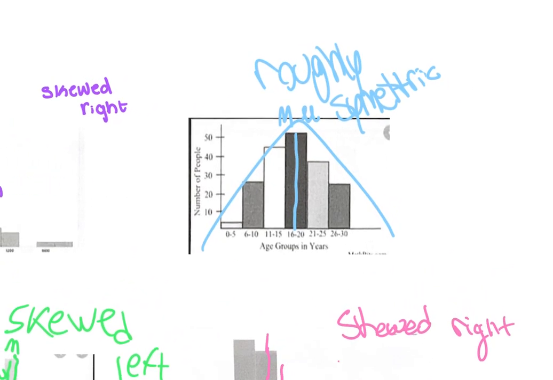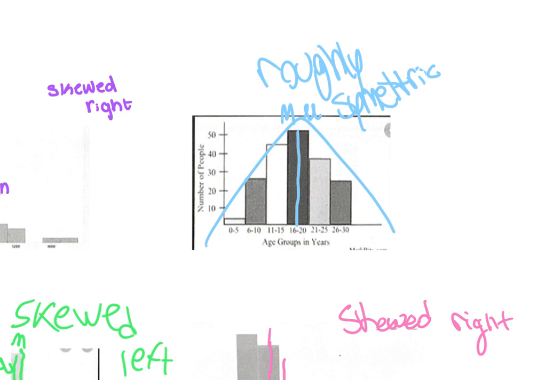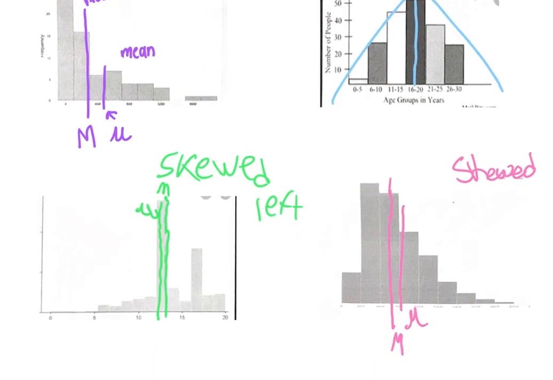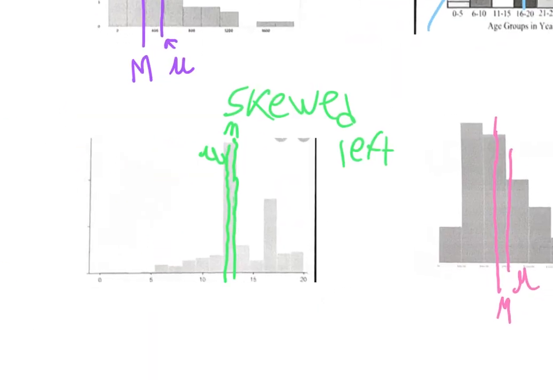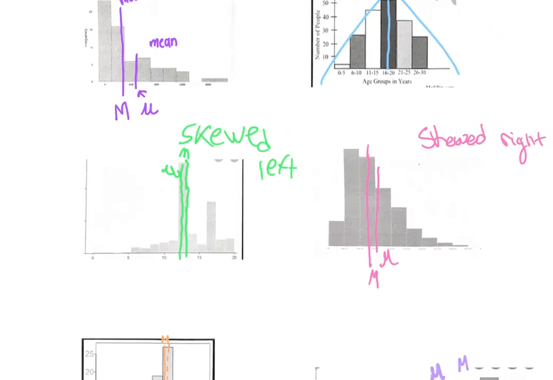Tessa, you did this one, that roughly symmetric. Mean and median are essentially the same thing, right? Who did this one? Jack, you were this one, right? Okay, so because it's skewed left, we know mean has to be farther to the left than the median, but not by much at all on that one, is it?